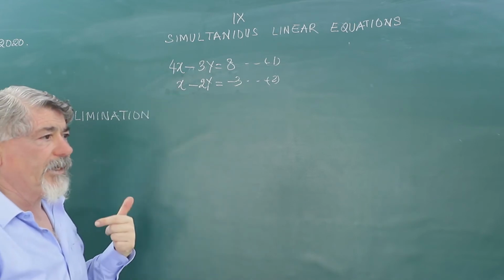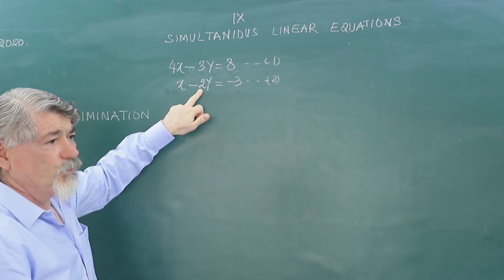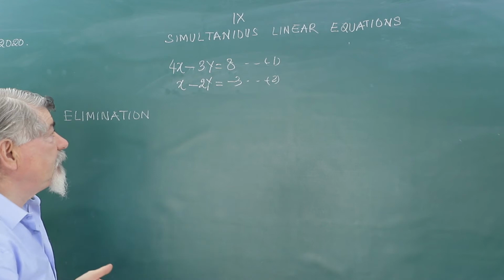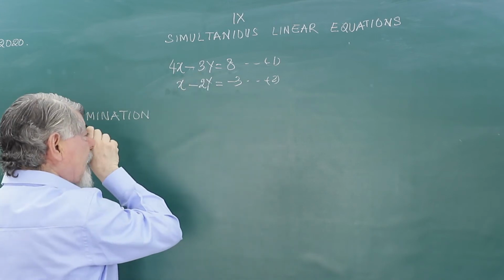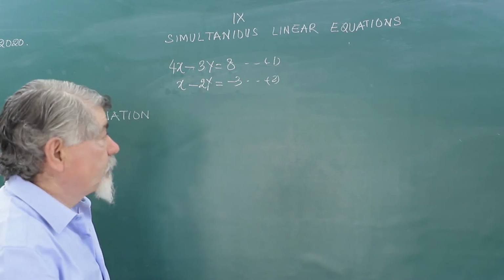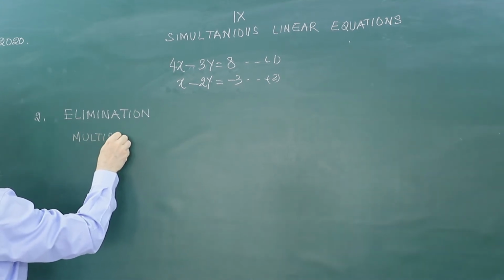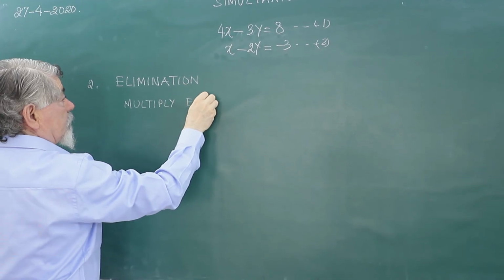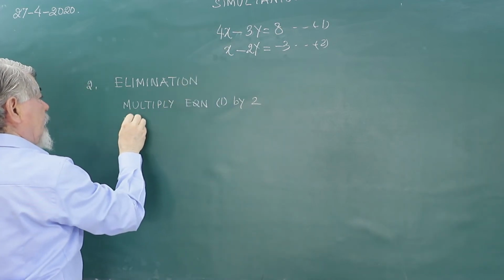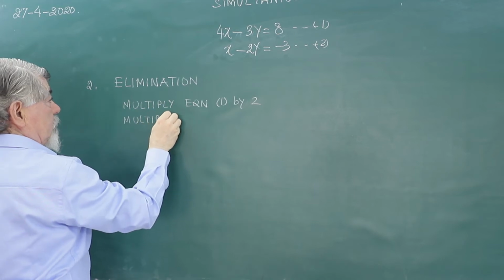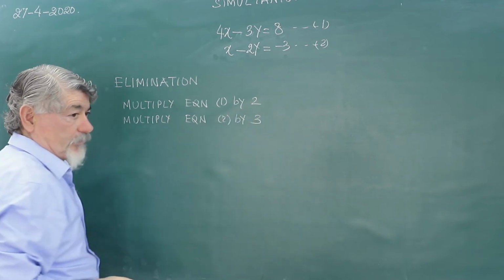I want to show you by multiplying both the equations. The coefficient of y here is 3 and the coefficient of y here is 2. What is the lowest common multiple of 3 and 2? It is 6. I can convert 3y into 6y, and similarly I can convert 2y into 6y. How do I do it? I multiply equation 1 by 2 and multiply equation 2 by 3. Let us do that.